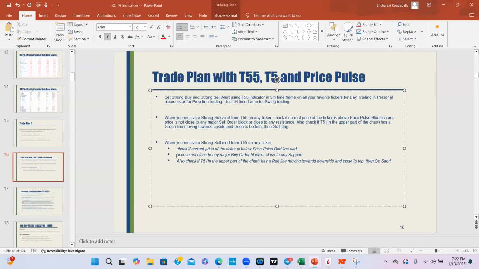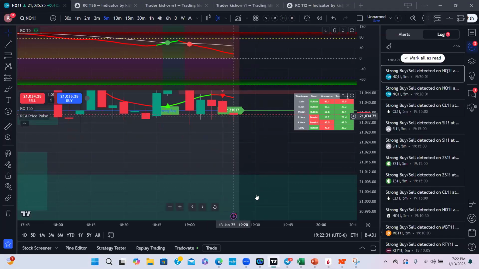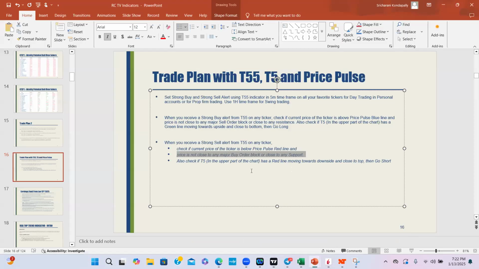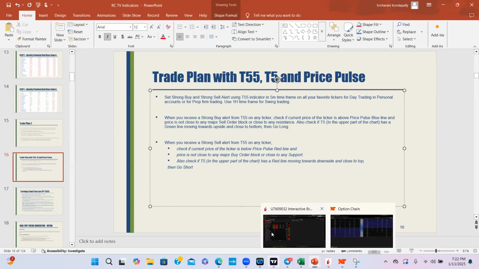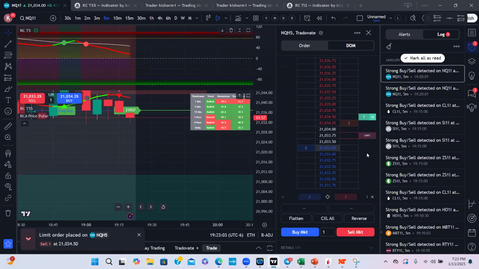Second thing, price is not close to any major buy order block or not close to any support. So do you see any major buy order block? It is somewhere far. So it is looking good. Then the third condition, check if T5 in the upper part of the chart has a red line moving towards downside and close to the top. So this is the upper chart. It is dropping. So now I can go ahead and take a short position.